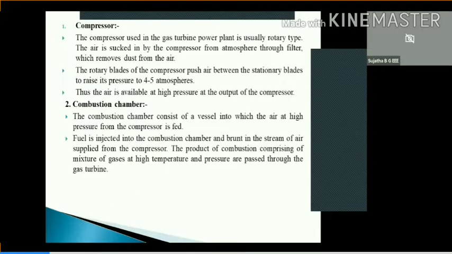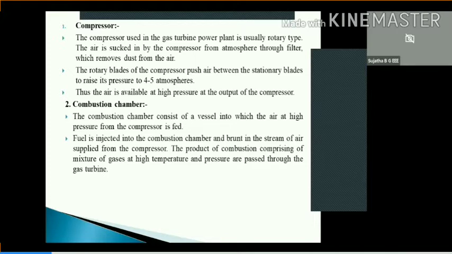Okay. Now you know the working of a compressor. The compressor used in the gas turbine is usually of the rotary type. It will be a rotating type. Of course, to the compressor we are injecting air. The air is sucked by the compressor from the atmosphere through a filter, that is to filter out any dust particles present in the air.